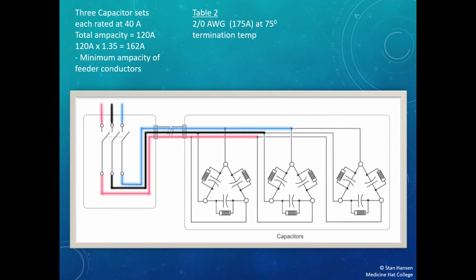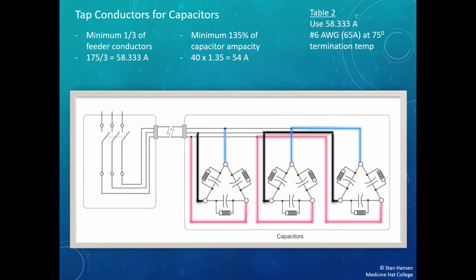This calculation works for my feeder conductors and all my conductors coming up to that line. However, I need to consider a couple different things when I look at the tap conductors coming off those feeders to feed the individual capacitor banks. When it comes to the tap conductors for the individual capacitor banks, I have an either-or situation that I need to consider. The either-or situation is written down in 26-208, where I look at Subrule 1 that says they have to be at least 135% of the capacitor ampacity. So that means each of these capacitor banks must be fed by a conductor no smaller than 54 amps.